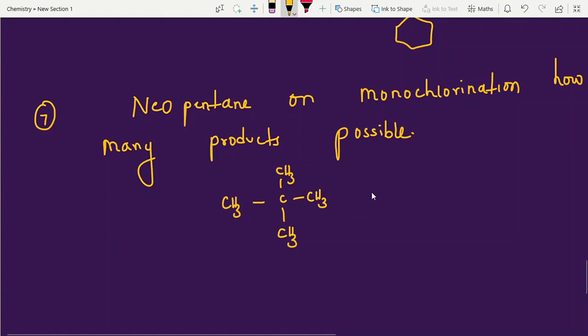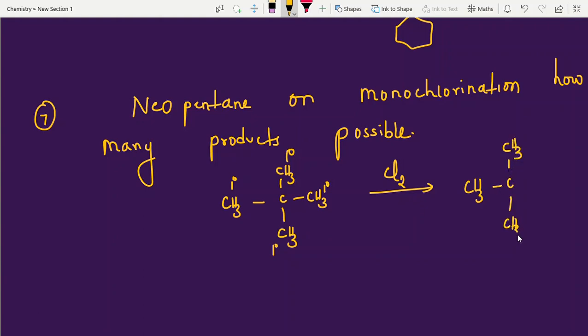Neopentane on monochlorination. How many products? This is primary, this is primary, this is primary, this is primary. On monochlorination, you will get only one product. That is 1-chloro. Name you can give 1, 2, 3. Right? What is this?